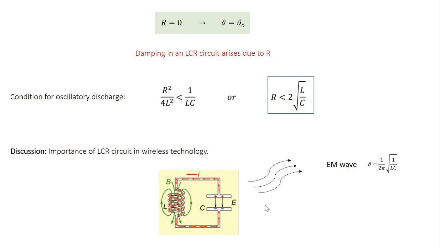So in the transmission side as well as the reception side, you can use an LCR circuit. So let's see how we can generate electromagnetic waves of a particular frequency using an LCR circuit. Okay. So you have an LCR circuit. Here I have not explicitly put an external resistance because the internal resistance of the inductor, capacitor and the wire can act as the resistance R.